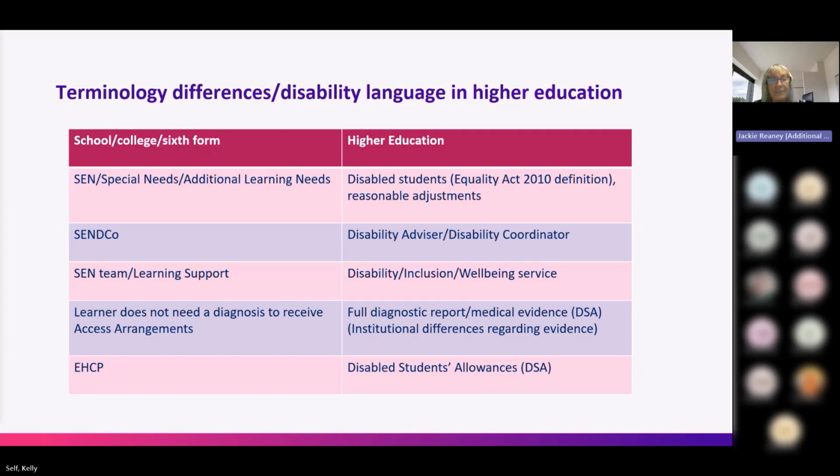The next one, learner does not need a diagnosis to receive access arrangements. This is where things have changed a little bit. In the right-handed column, in higher education, when we're looking at getting DSA funded support in place and actioning solid adjustments around a student's condition or disability or dyslexia or autism, we need to have a full diagnostic report, because student finance rule the roost, they govern the rules around it, they govern the funding around it, and they require evidence, medical evidence of every condition that we're working to.